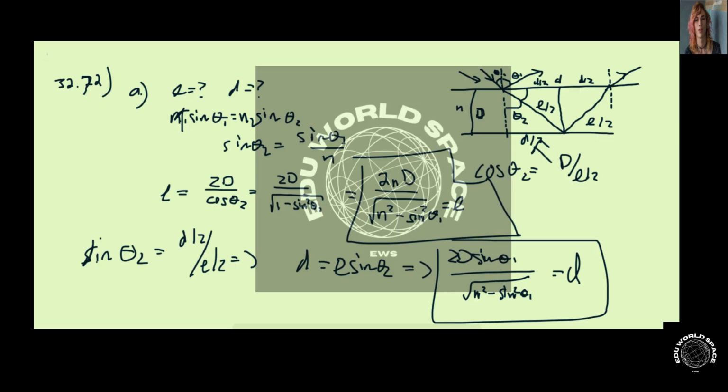Okay, so now part B wants us to check that this makes sense for the incident angle being perpendicular, so theta 1 being 0 degrees. If theta 1 equals 0 degrees, the sine term here equals 0, so we're going to be left with 2nD over n, or L, equaling 2D. That makes sense because coming straight down and coming back up means the beam travels 2D.